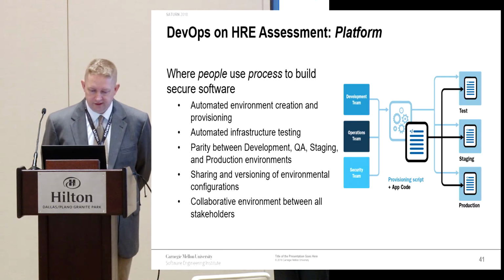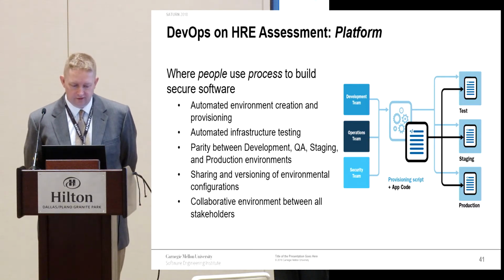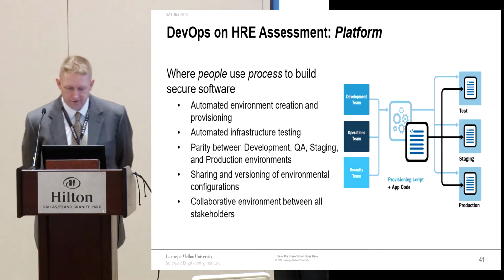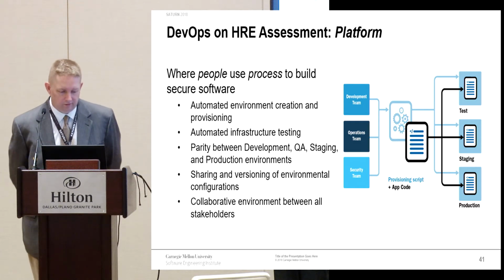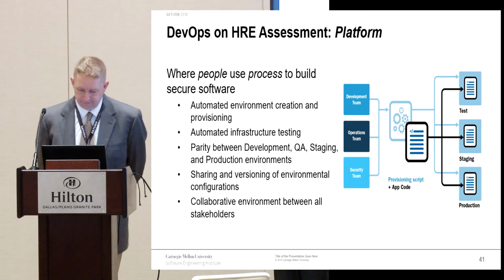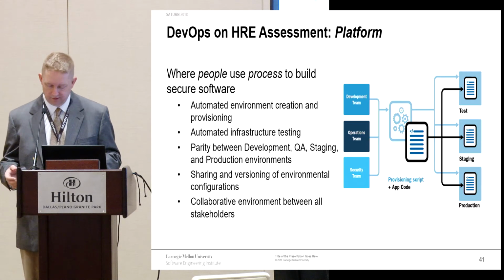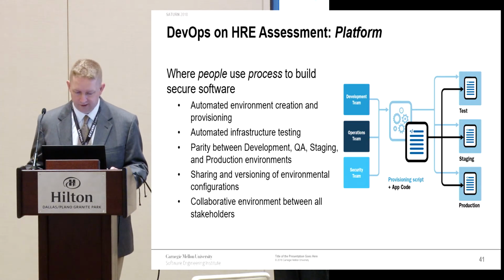Where people use process to build secure software, you're going to need an automated environment for creating and provisioning resources. You're going to need automated infrastructure for testing, and parity between development, QA, staging, and production environments. So you really ideally want everything to be the same, right, across your different phases of development, whether it's just initial development or it's moved on to QA, it's moving into a test and production environment.